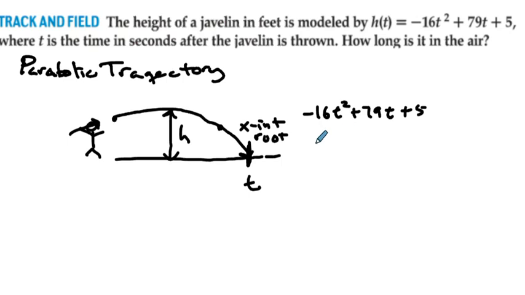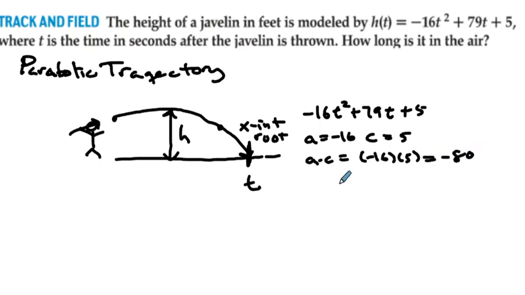Okay, so my A is negative 16, and my C is 5. So we're going to go A times C, which is negative 16 times 5, and that gives me negative 80. And so I want two factors of negative 80 that are going to add up to give me 79. Well, this is an easy one, right?